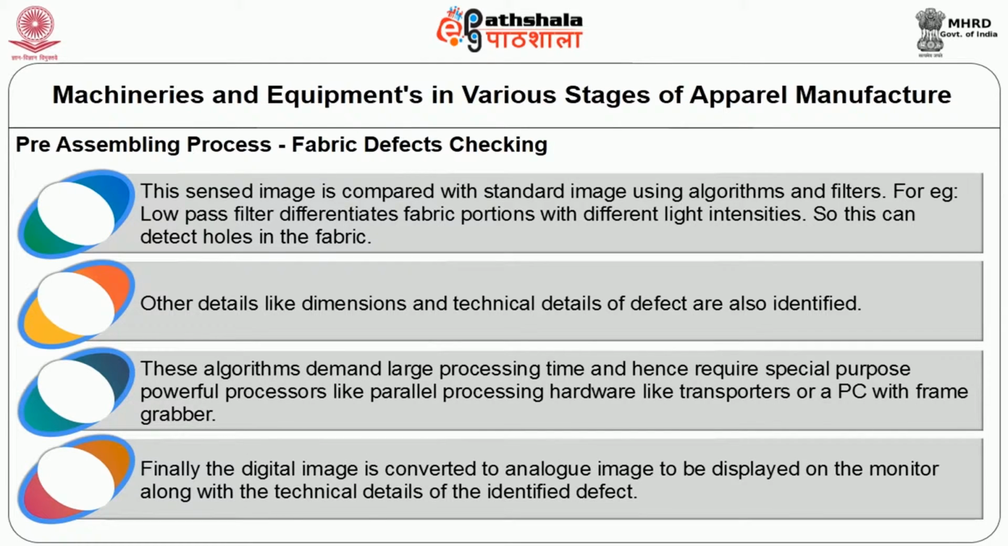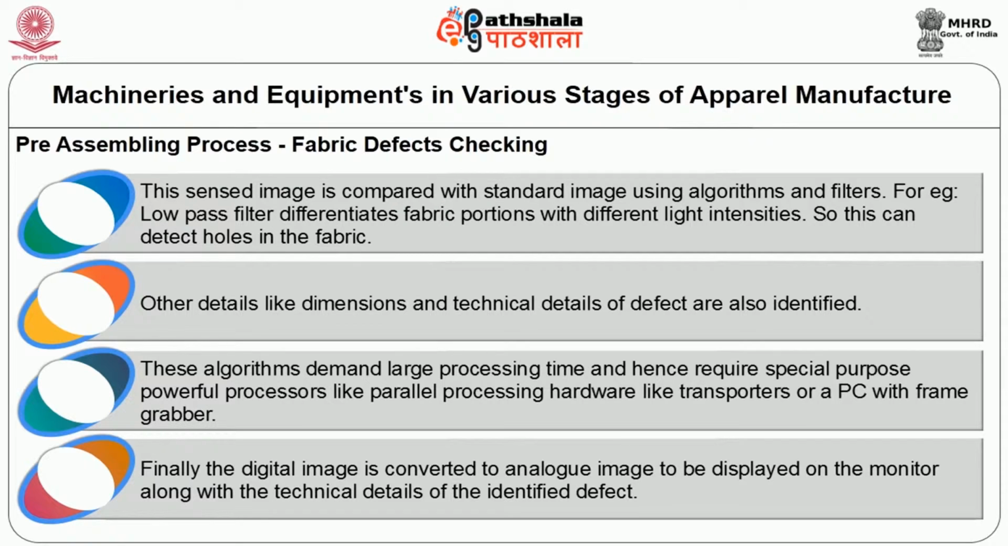For example, there is one kind of a filter called the low pass filter, which differentiates the fabric portions with different light intensities. So the portion which has more light intensity, it shows that there is a hole. So that's how a hole is detected in the fabric. So like this, we have a lot of algorithms and filters which work on finding out different kinds of defects. And finally, the software is able to give us the details of the defects with a lot of technical details, including the position where the defect is found in a fabric.